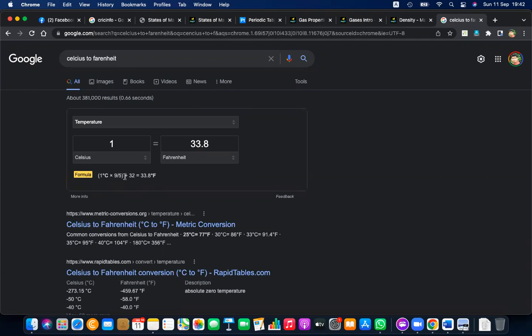But please remember this equation. Celsius times 9 divided by 5 plus 32 is equivalent to the Fahrenheit.